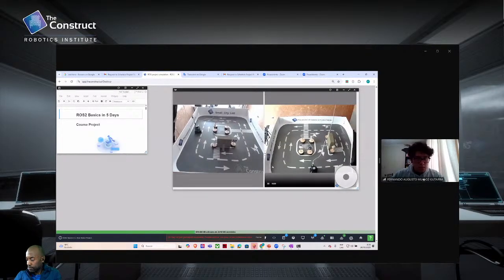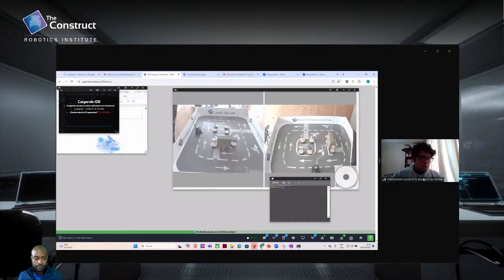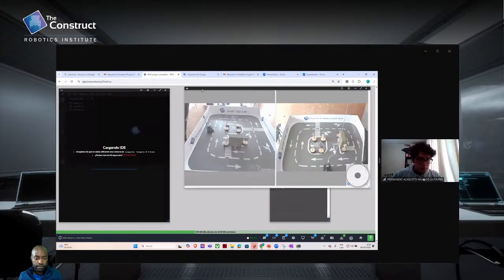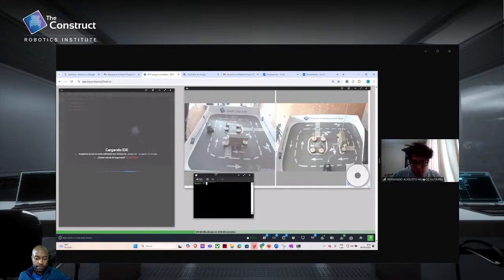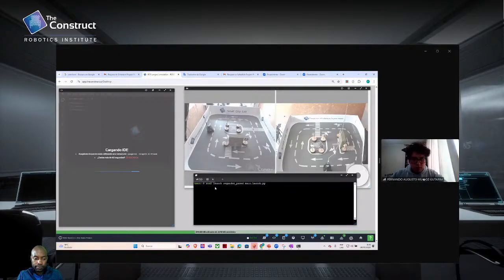We are connected to the robot. I think it's in a good position. Like that, we can see all the code, and I want to launch the project.